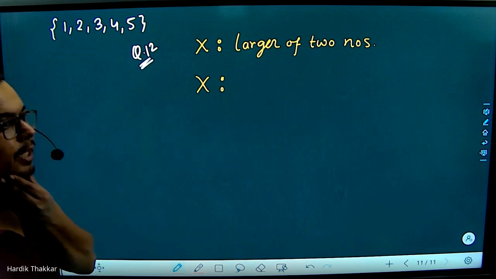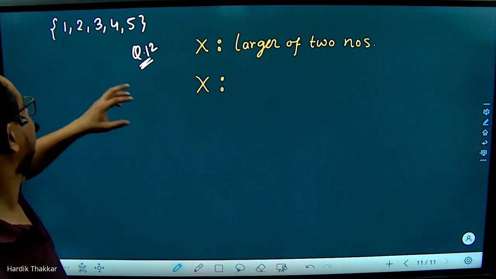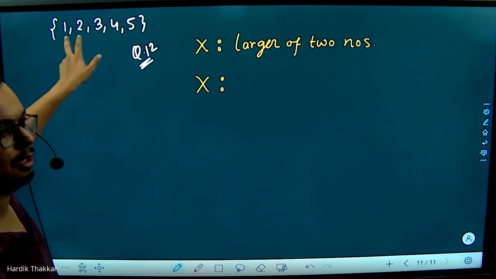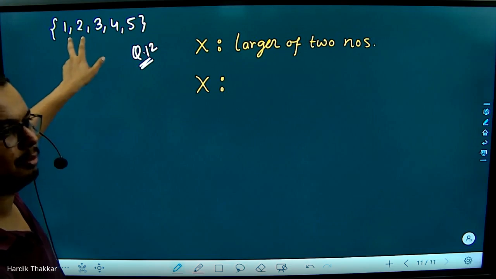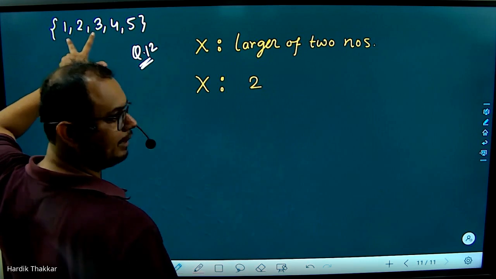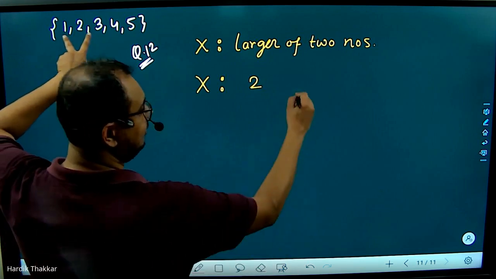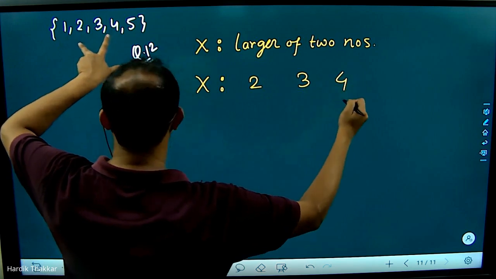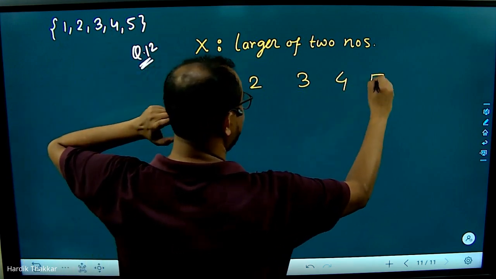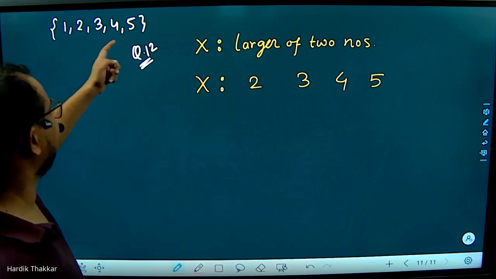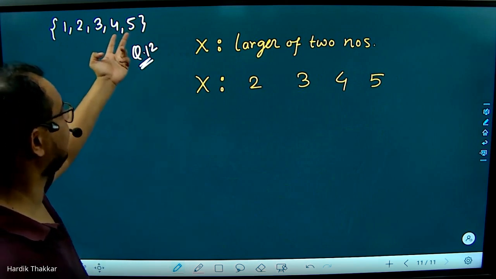Not having any idea? Okay. Look, suppose we select 1 and 2, now which one is larger among these two? It is 2. If we are selecting 1 and 3, which one is larger? It is 3. If we are selecting 1 and 4, then which one is larger? 4. If we are selecting 1 and 5, then which one is larger? 5. Correct? If we select any other combination, suppose 4 and 5, the value of x will be 5.